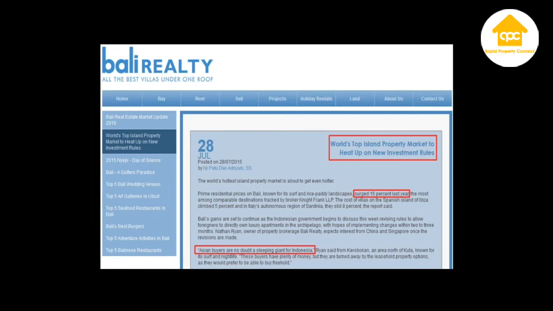All right. And this is a favorite website that we always use to see the property prices in Bali, called Bali Realty. Basically, when you look at Bali, the landscape is up 15% last year. There's a lot of development. And when you look at the interesting facts, Asian buyers are no doubt a sleeping giant for Indonesia, because Indonesia, being the largest population in Southeast Asia, and Bali being an international tourist city, is a huge playground for all these rich people to buy properties. This is where we see that it's a good place for us to buy property for acquisition or even for rental acquisition. All right, it's a huge market.